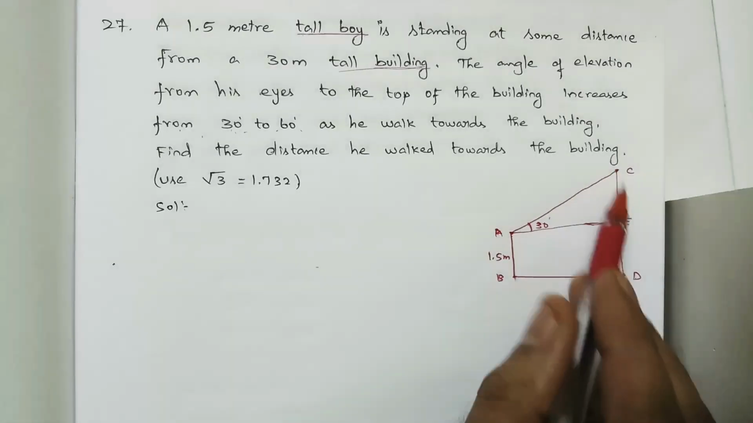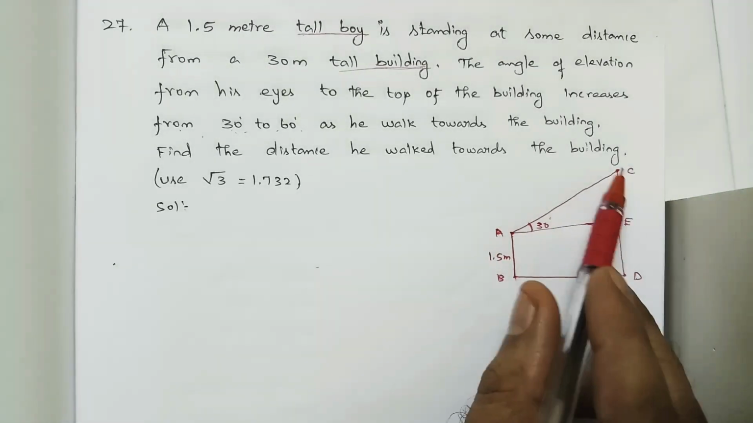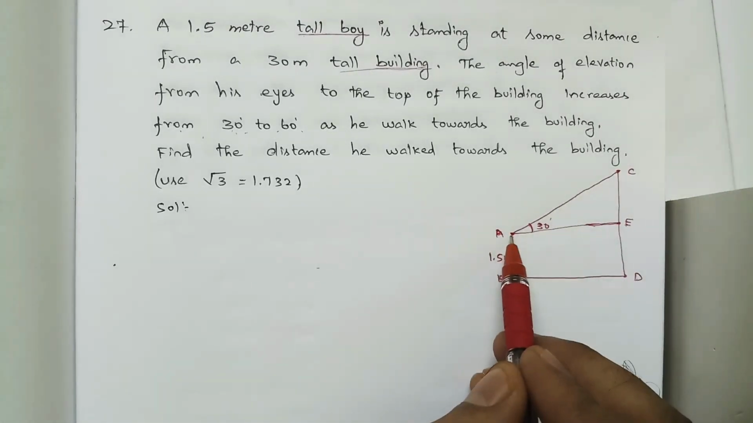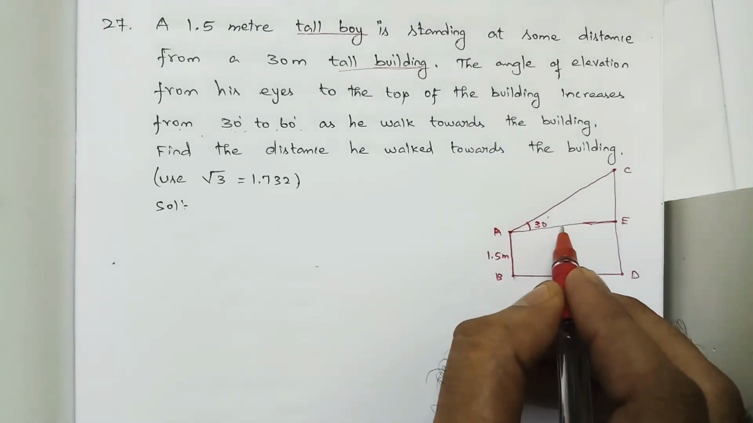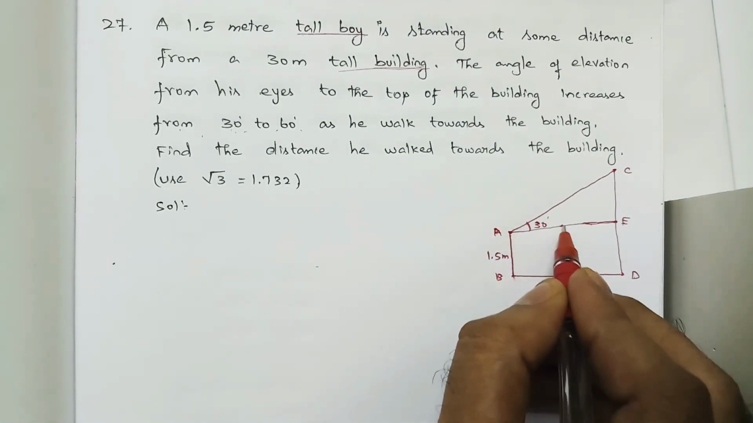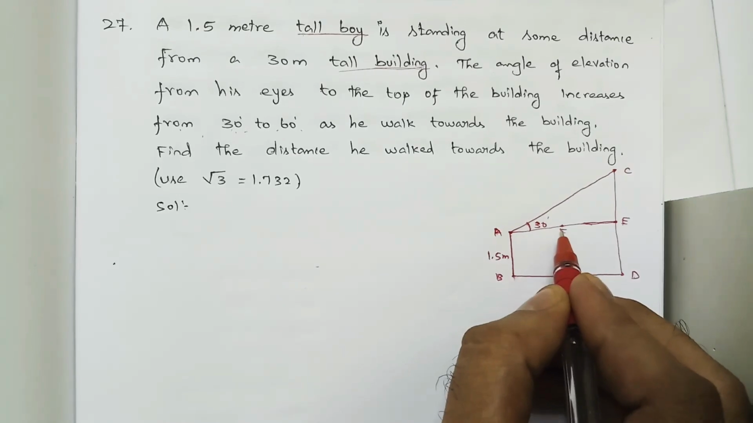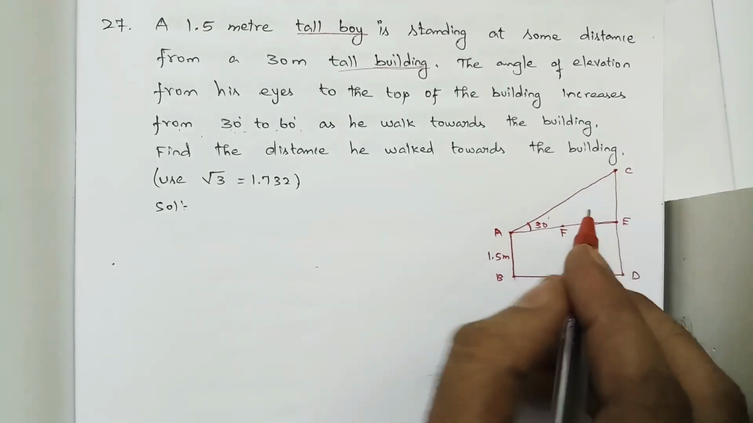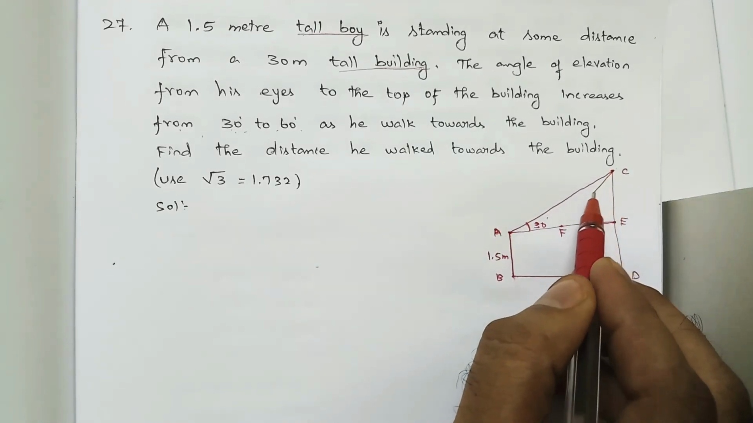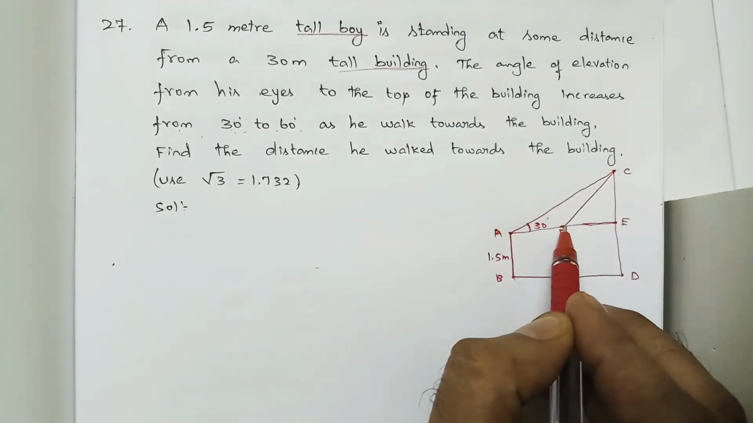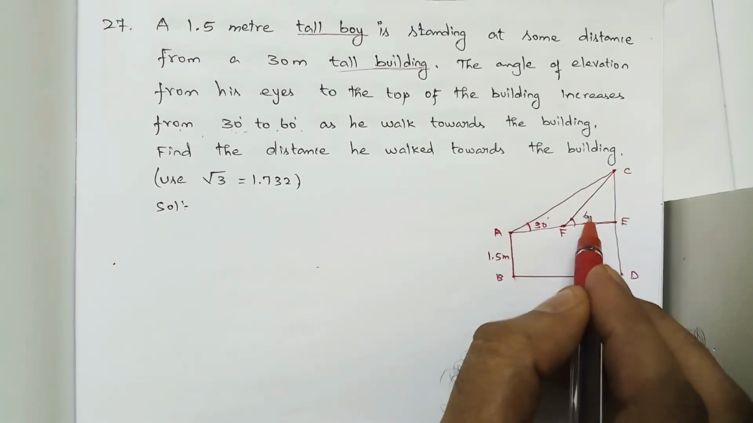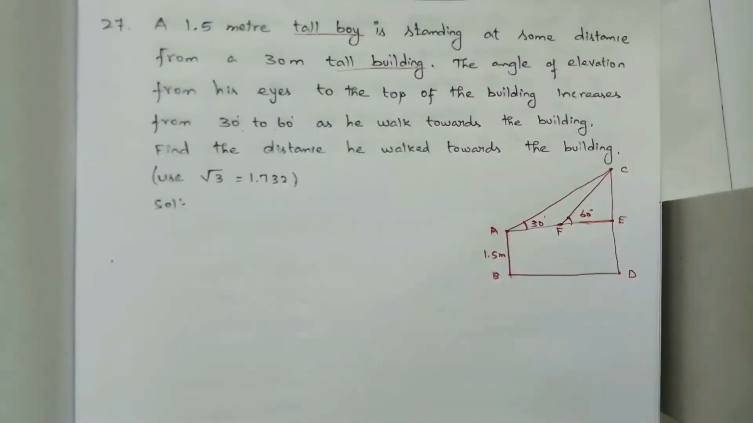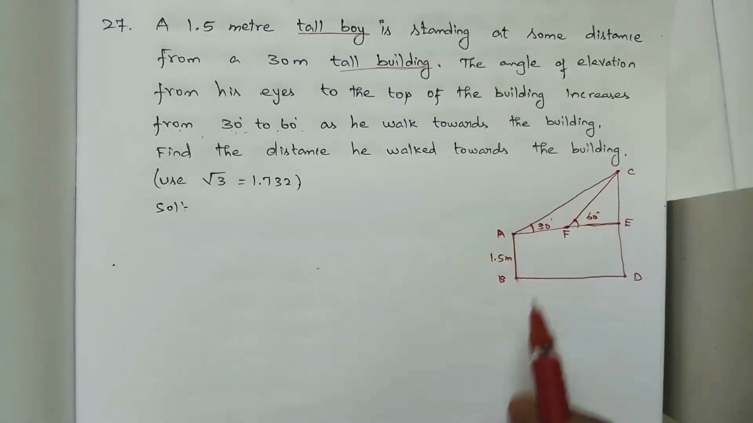CD is the height of the building. He walks towards the building, so I name a point: from point A to F he is moving. From there he sees the top of the building at an angle of 60 degrees. Now we have the diagram.